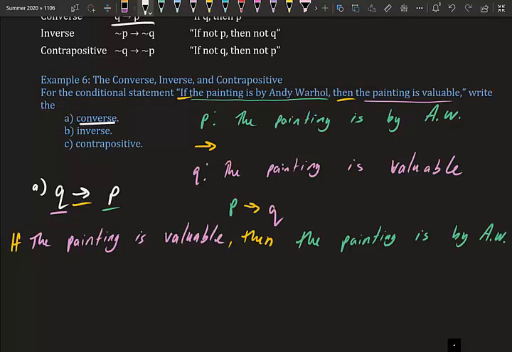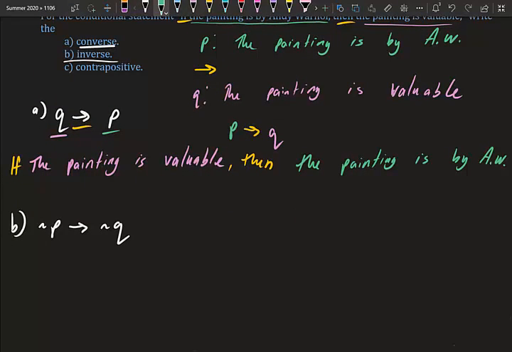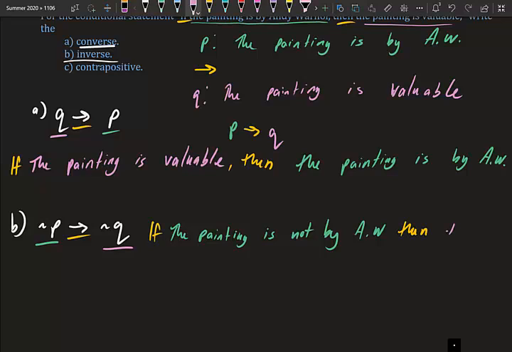Alrighty, B. B is telling us to write the inverse. So the inverse is negation P if then negation Q. So let's negate P. To negate P, we would say the painting is not by Andy Warhol. Now don't forget, we have our connective, so if the painting is not by Andy Warhol, then we have to negate Q, so the painting is not valuable.